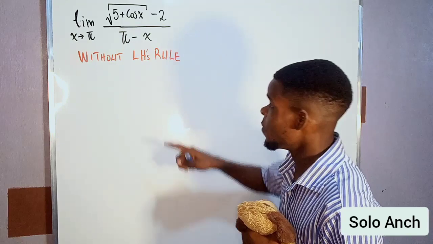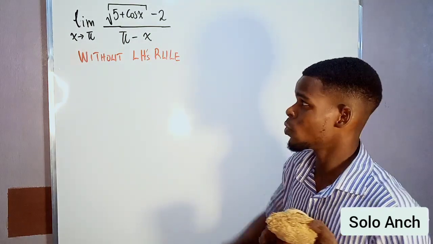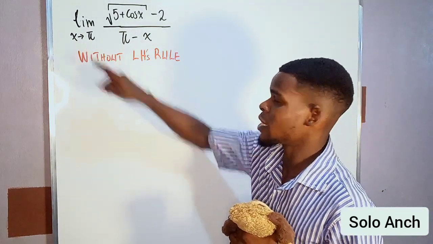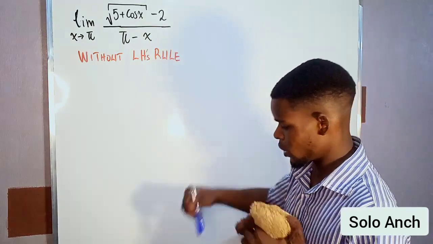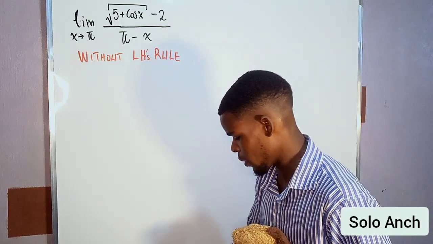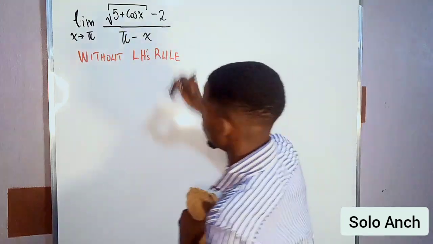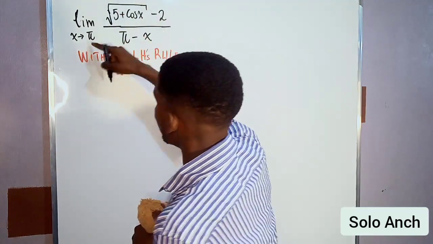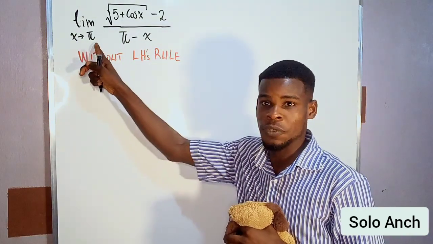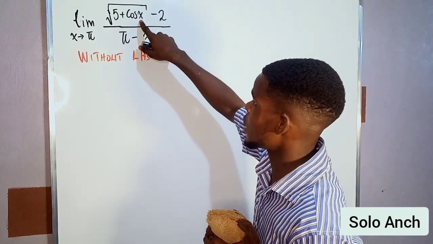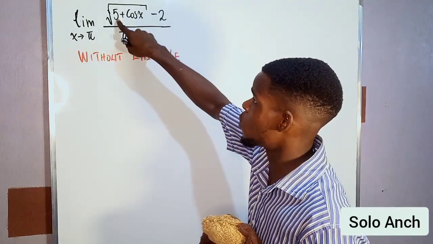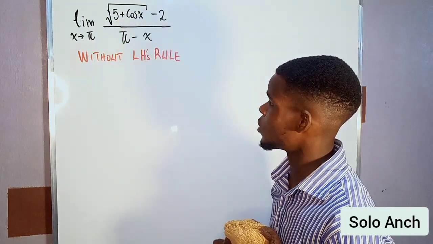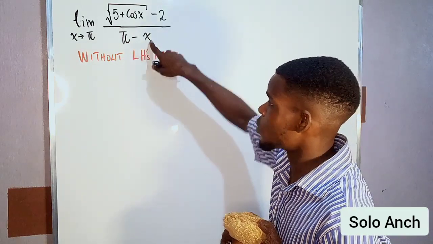You notice that, well, do we really need L'Hopital's rule? So let's look at this. As x approaches pi, either from the right or from the left, this cosine is a continuous function all through. So as we approach pi, cosine of pi is -1. By substitution, this should be the square root of 4, which is 2, minus 2, that is 0, divided by pi minus pi.